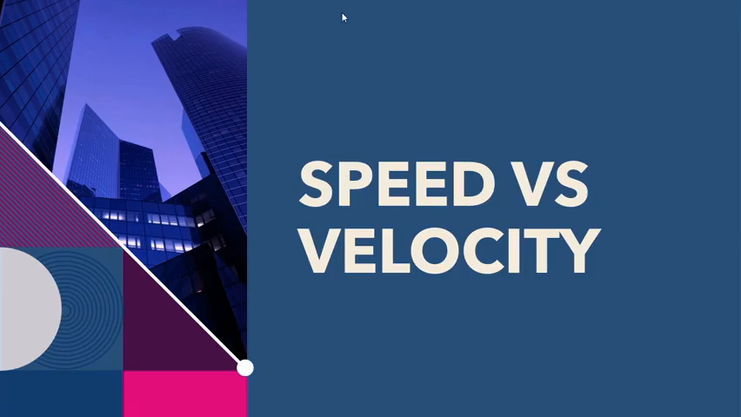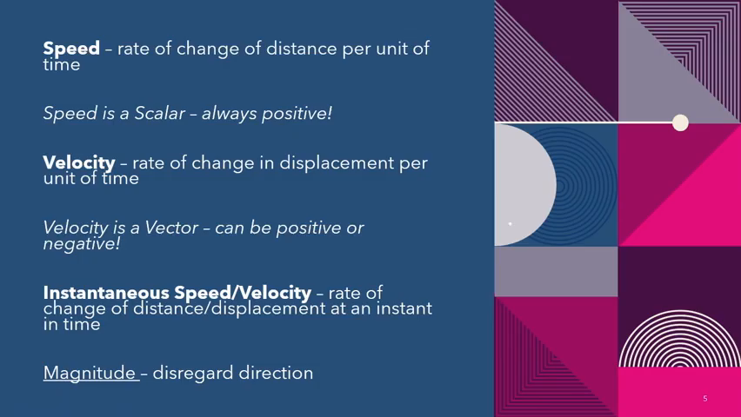Next, let's talk about speed and velocity. Okay, so speed is a rate that gives you the change in distance per unit of time. So I know that sounds like a lot of mumbo jumbo, so I'm just going to write out the equation. It's your change in position divided by the change in time.